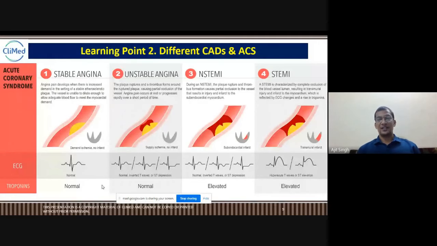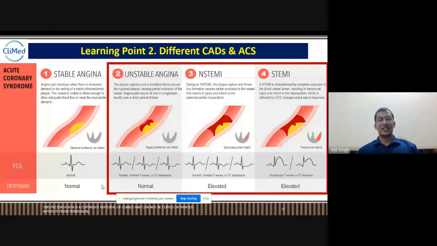Now these are CADs. So what are the ACS, acute coronary syndromes? There are only 3 categories which come under ACS: unstable angina, STEMI, and NSTEMI. Only these 3 come under acute coronary syndrome, not stable angina. Stable angina can be managed easily and it does not have much symptoms. It does not have troponin elevated or ECG changes.